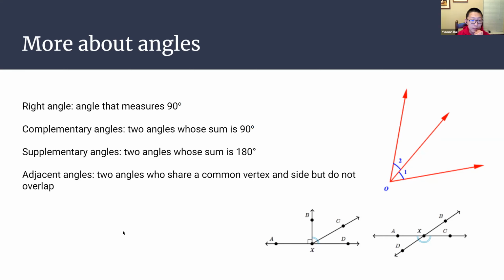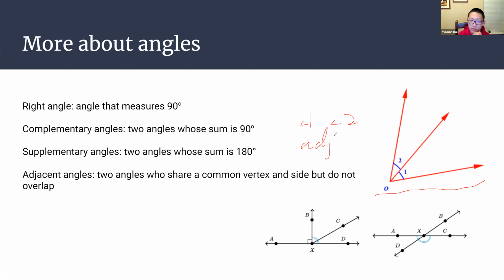And the fourth term is adjacent angles, which is two angles that share a common vertex and side but do not overlap. So for example, here in this first one, angle 1 and angle 2 are adjacent angles. They are adjacent because they are next to each other, meaning they share the same line right here, but they do not overlap each other because they stop right where the next one starts. So they are adjacent.